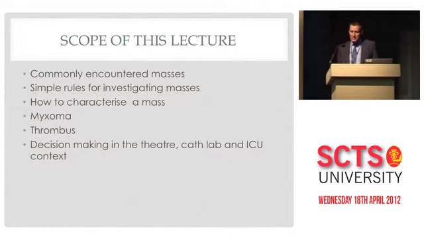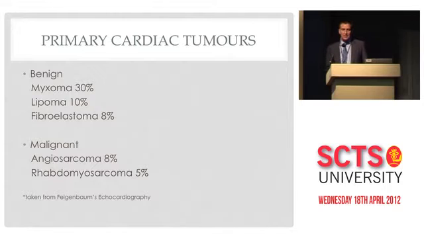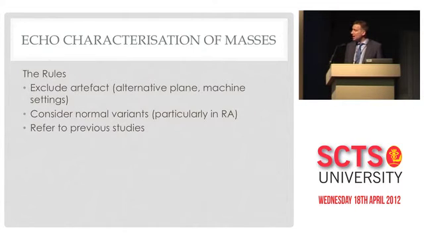In particular, I'm going to talk about myxoma and thrombus, which are the masses we commonly see and which often require us to come up with decisions, not only in the theatre, but also in the cath lab, increasingly, and in the intensive care unit. The common primary cardiac tumours are by far and away myxoma, and these are the ones which we'll all have seen in theatres. The other cases very rarely require any kind of surgical intervention, and certainly malignant masses we won't see in the theatre.